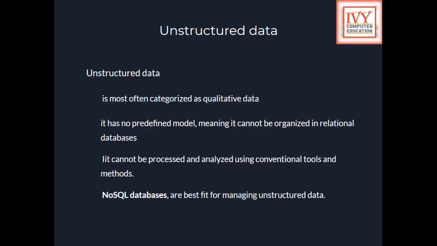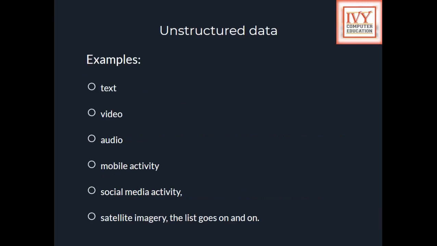The second type of data which we are going to deal with is called unstructured data. Unstructured data is also called qualitative data, and it has no predefined model. Unlike structured data, where we had a relational database model, unstructured data does not have any predefined model, so it cannot be processed or analyzed easily. So we have something called a NoSQL database, which is a technology we use to manage unstructured data.